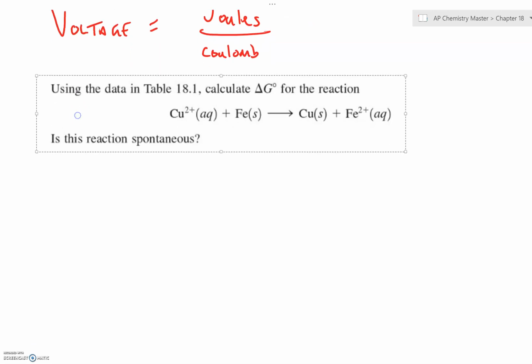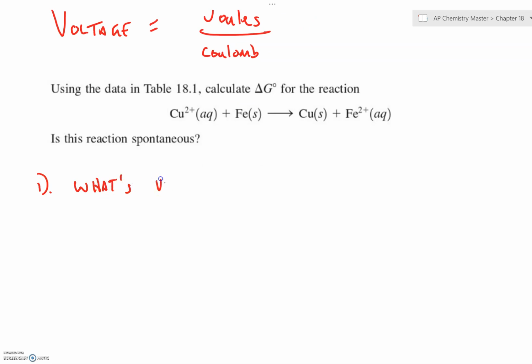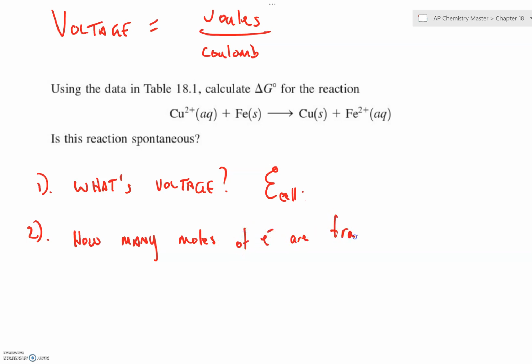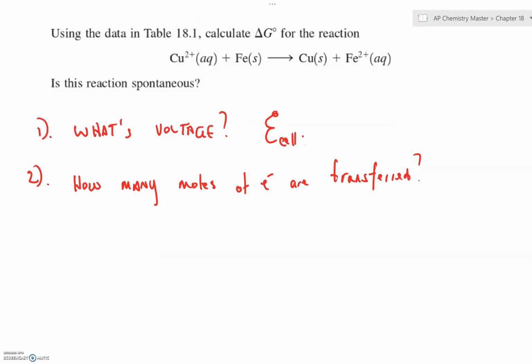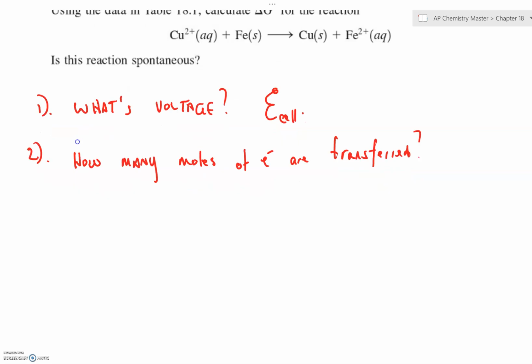So we're going to need to know a couple of things. 1, what's the voltage? And we can find that by finding the cell potential. 2, we also want to find out how many moles of electrons are transferred. So let's do 1 first. Let's find our 2 half reactions here.